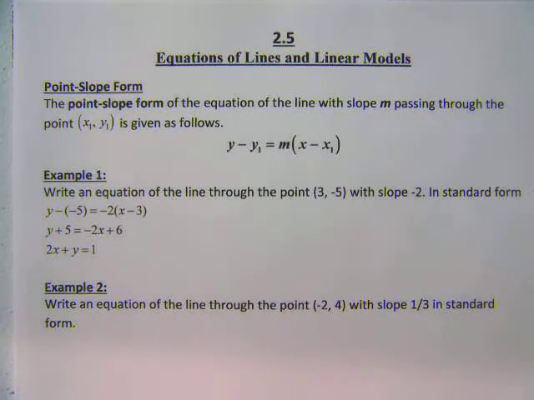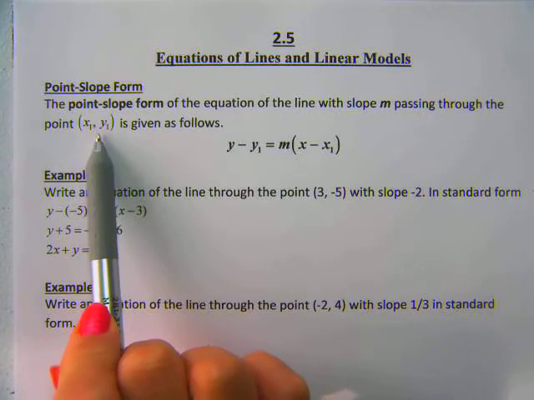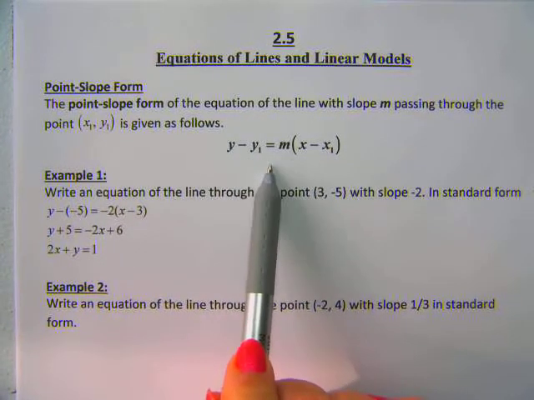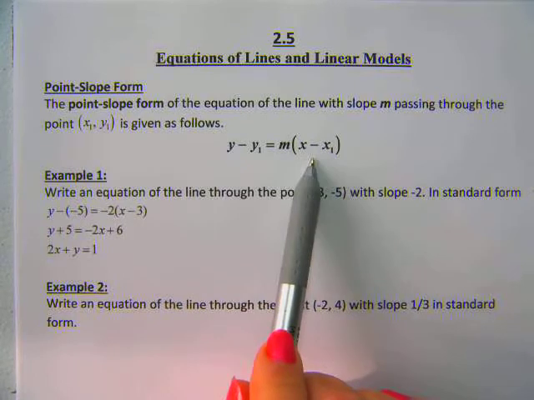Equations of lines. The first equation of a line form we'll be looking at is called the point-slope form. The point-slope form of an equation of a line that has a slope m and passes through a point (x1, y1) is given by y minus y1 equals m times (x minus x1).